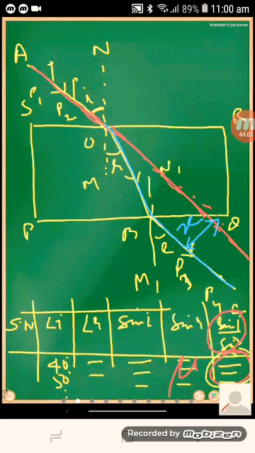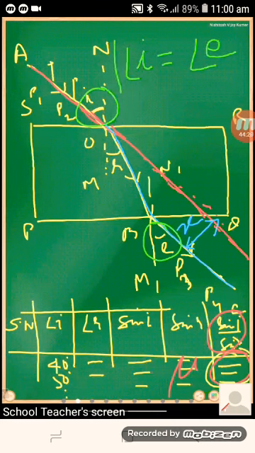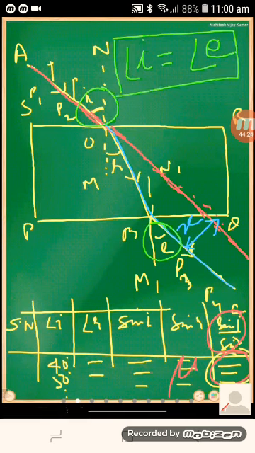And finally, to verify the principle of reversibility, we are going to find out the value of E and the value of I. Angle I should be equal to angle E. If you find that angle I is equal to angle E, the principle of reversibility has been followed. So I hope this is clear to all of you.